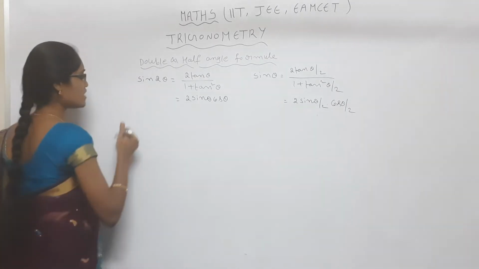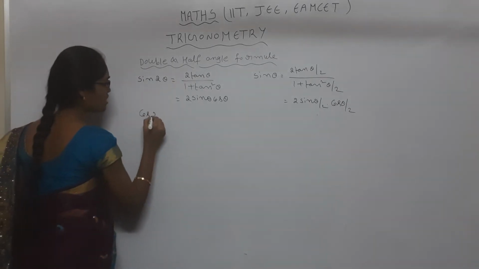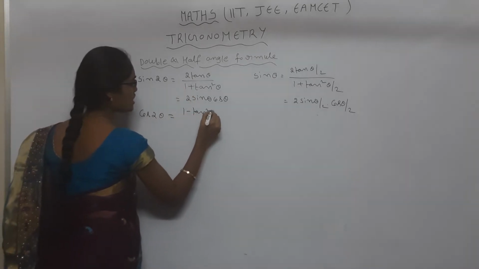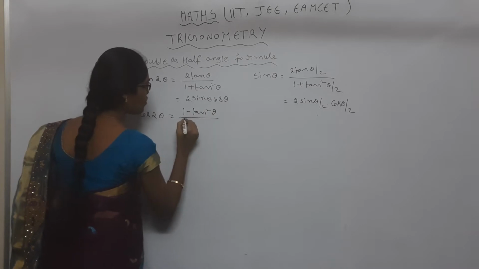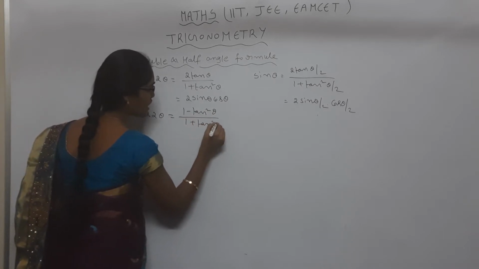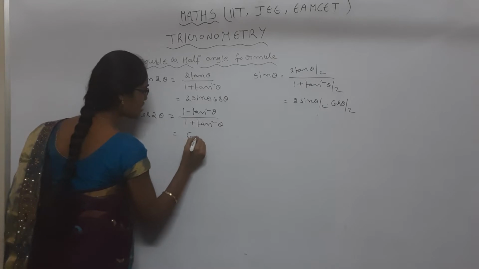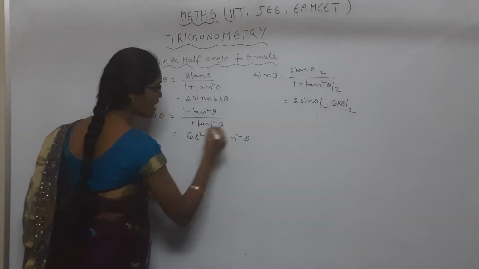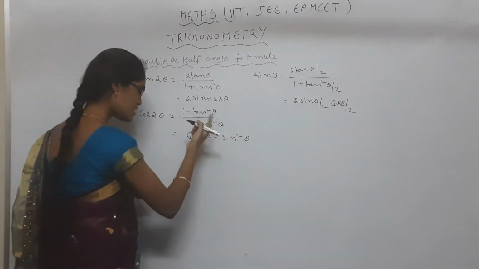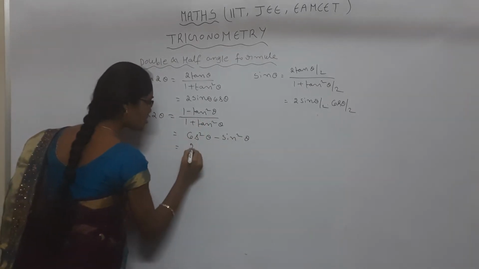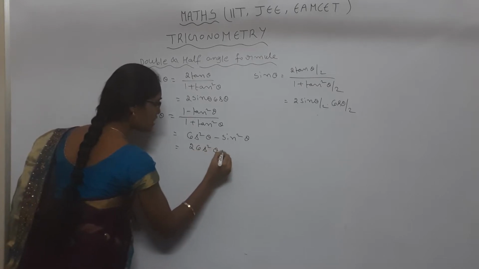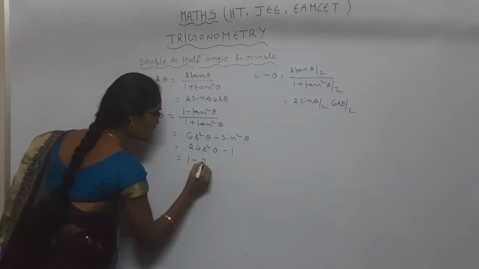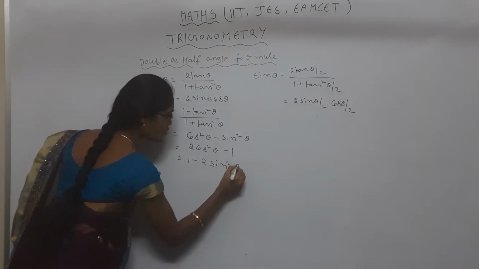Now we'll see the cos 2 theta formula. Cos 2 theta, first in terms of tan, is 1 minus tan square theta by 1 plus tan square theta. In sin and cos, it is cos square theta minus sin square theta. In terms of cos, 2 cos square theta minus 1. In terms of sin, 1 minus 2 sin square theta.